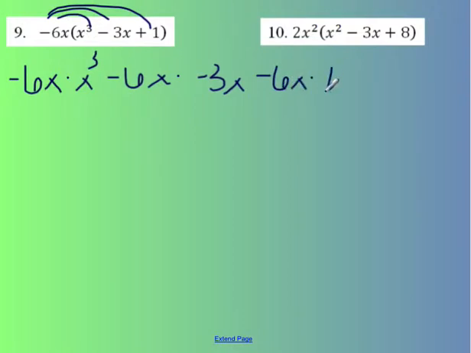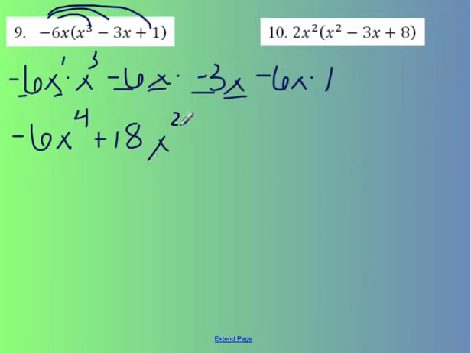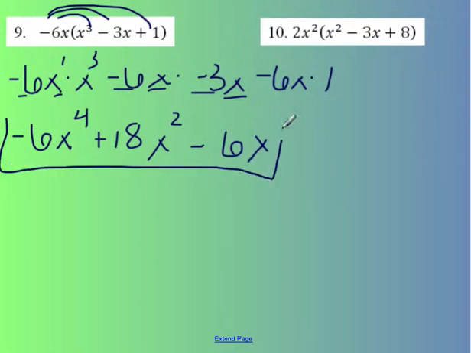So let's go ahead and calculate each of these out. Negative 6 times 1, that's going to be negative 6. X to the first times x cubed is x to the fourth. Negative 6 times negative 3 is going to give us plus 18. X to the first times x to the first is going to give us x squared. Then negative 6 times 1 is negative 6, and then we'll take that x along with it. So this is our final answer.